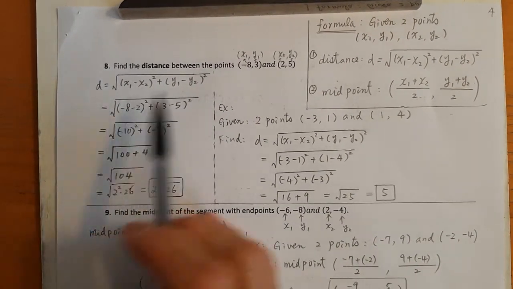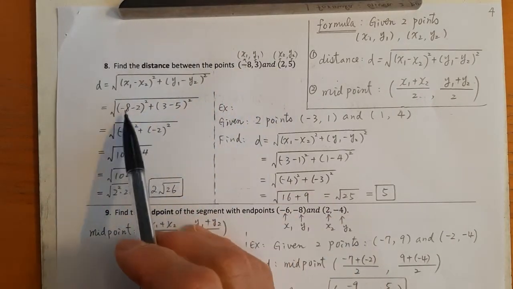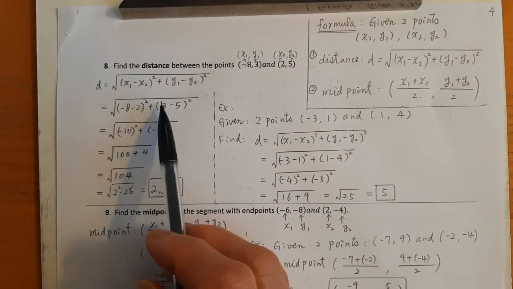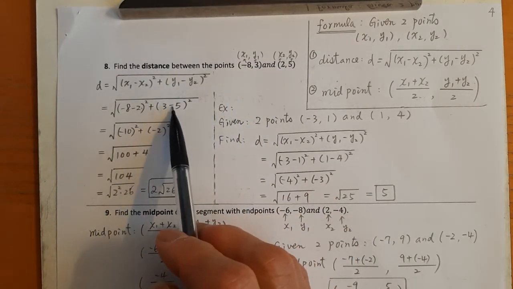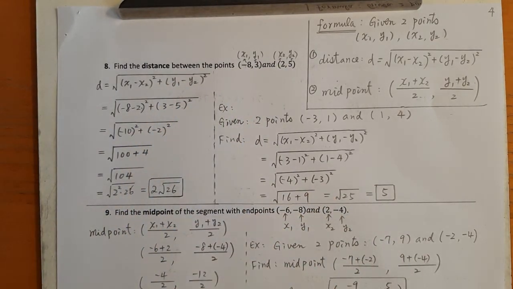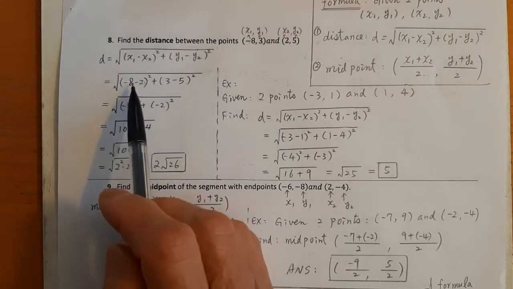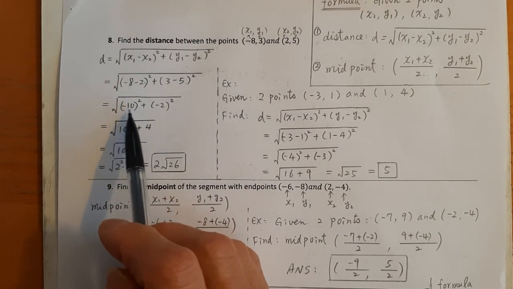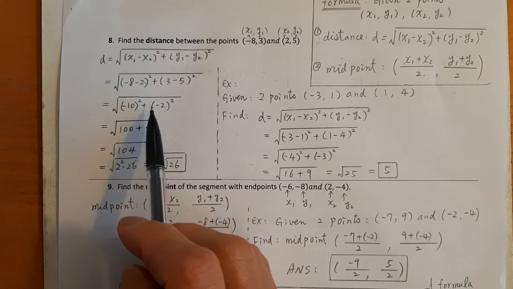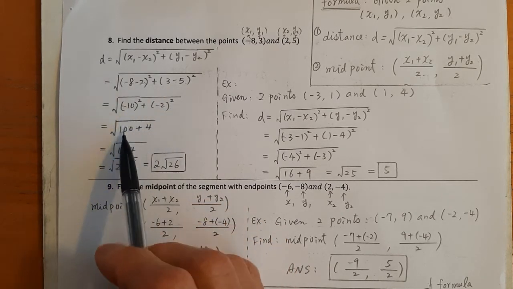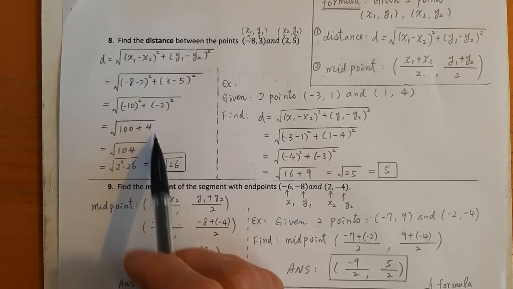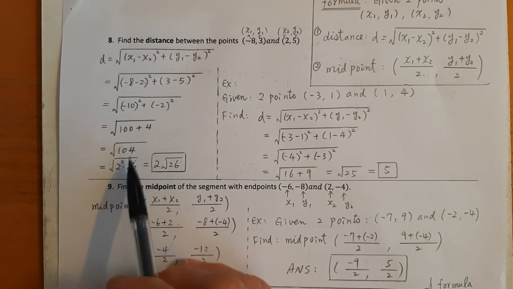So you get negative 8 minus 2, quantity squared, plus 3 minus 5, the y coordinate difference, quantity squared. And simplify it. Negative 8 minus 2 is negative 10, squared. Plus 3 minus 5 is negative 2, squared. So negative 10 squared is 100. Negative 2 squared is 4. 100 add 4 is 104.